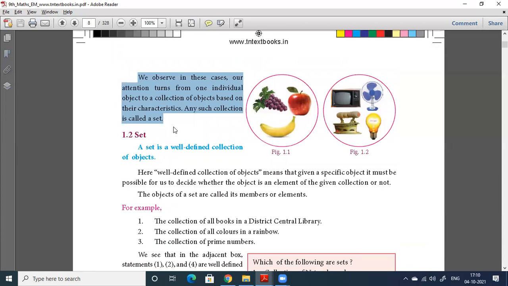We observe in these cases, our attention turns from one individual object to a collection of objects based on their characteristics. Any such collection is called a set. So based on their characteristics, that's what is important. Whether banana or grapes or apple, they have the same characteristic, no? A common characteristic they have. That is what makes them a set of fruits. Although they are different objects, they share the same characteristic, therefore a set of objects. Okay, continue.